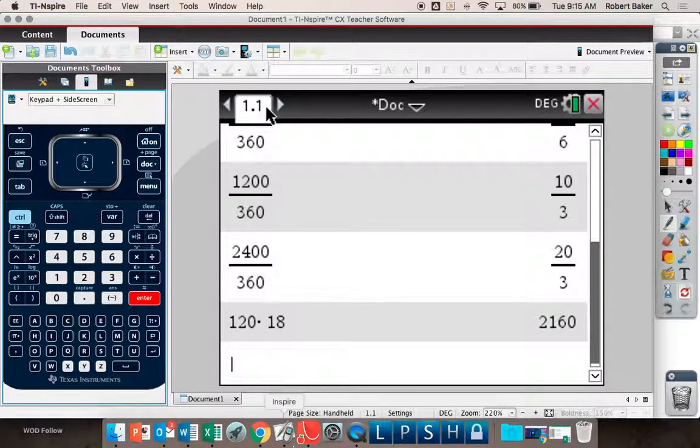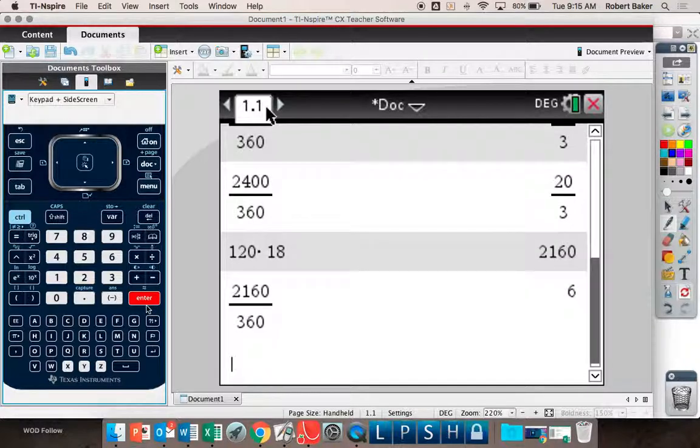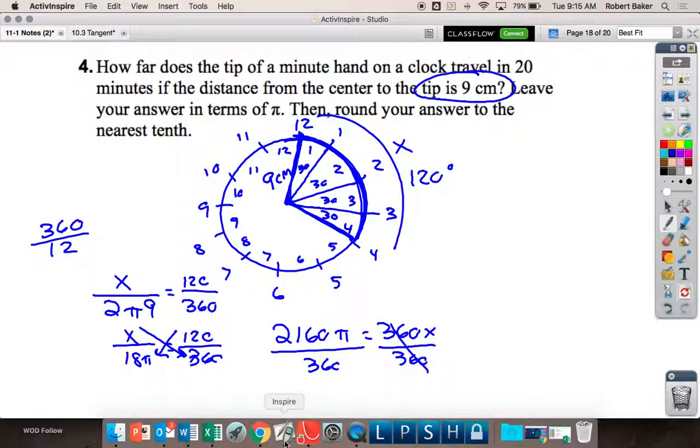We can use our calculator. 2,160 divided by 360. 6 pi. So this simplifies down to 6, and we leave our pi there. So it's 6 pi centimeters, which is like 18 centimeters, guys. 18 centimeters to go 20 minutes on the clock. Yeah? Maybe.